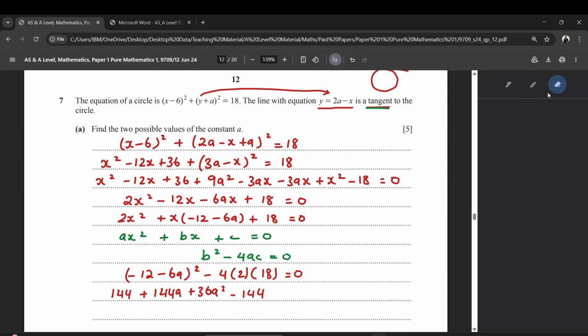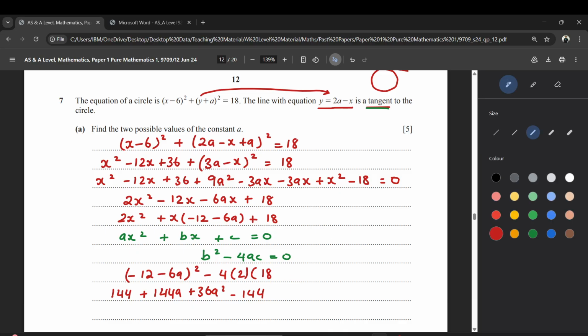Okay, my bad. I think I forgot to take into account 9a square. Let me just fix it quickly. So the constants, okay, this is another constant, right? We have 36 minus 18, that is also 18. And then you also have 9a square.